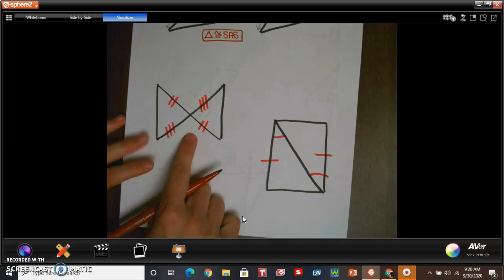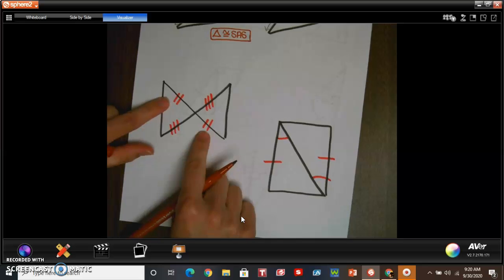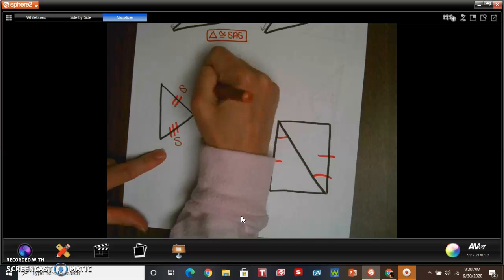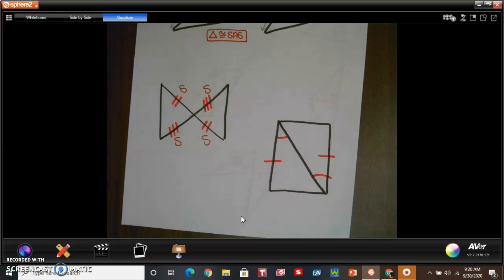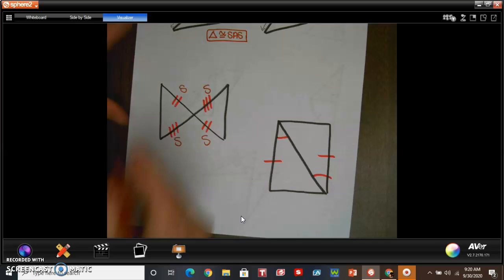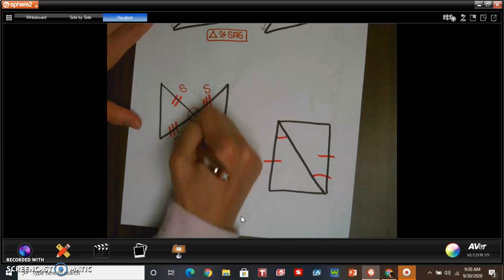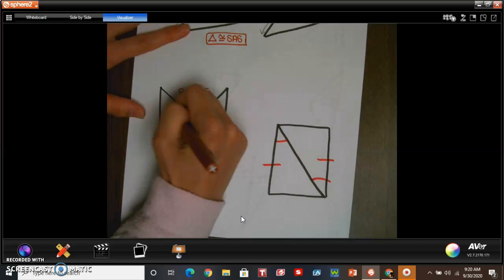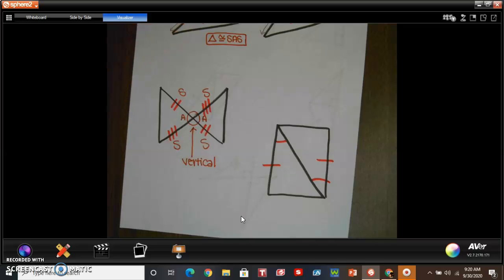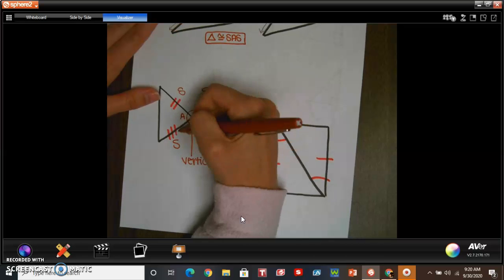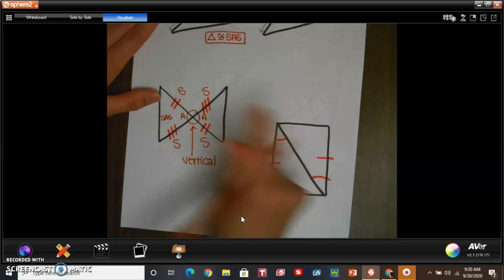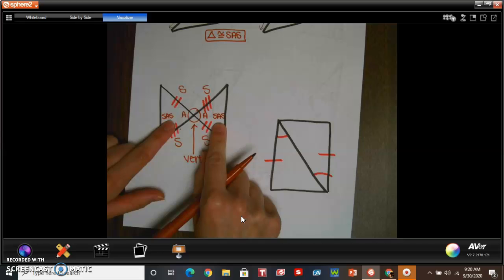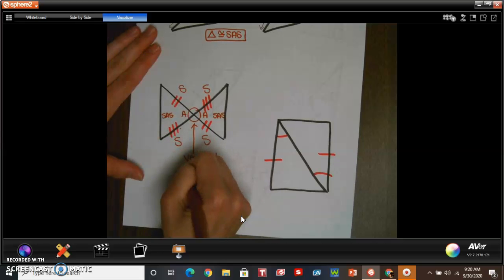Okay, so we're looking at this one here, and I notice I have 2 dash marks. Side, I have 3 dash marks. Side, but we don't have any arcs for angles, but we do have something else. Do you notice we have a bow tie? And what do we know about a bow tie? They're vertical angles. And vertical angles are equal, so these would be A's because they're the same. So when we read this one, side angle side, we read this one, side angle side. See how they match? That means they're congruent by side angle side.